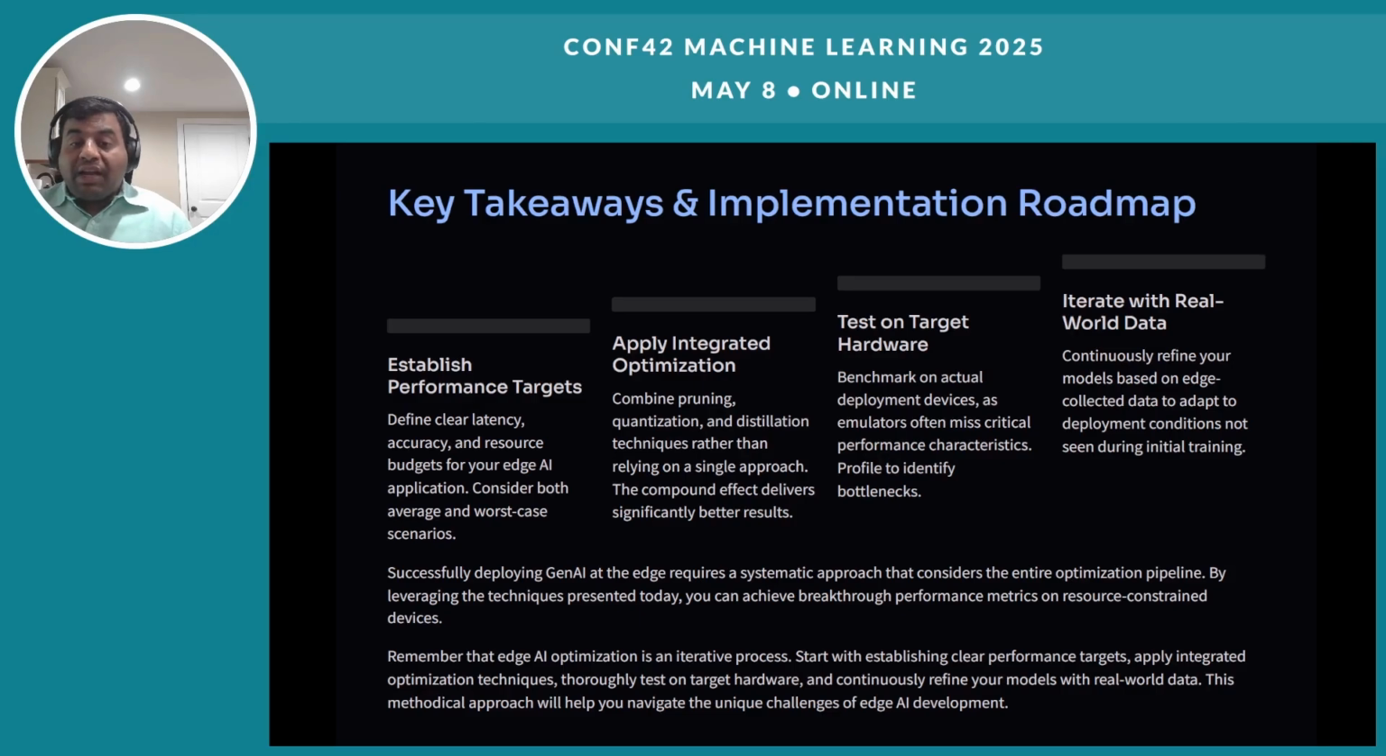Third, test on target hardware. Emulators aren't enough. Benchmark and profile directly on the edge devices we deploy onto to find the real bottlenecks. Fourth, iterate with real-world data. Edge environments can be unpredictable. Continuously collect data and refine the models after their deployment. Successfully deploying generative AI at the edge needs this systematic iterative approach, considering the whole pipeline.